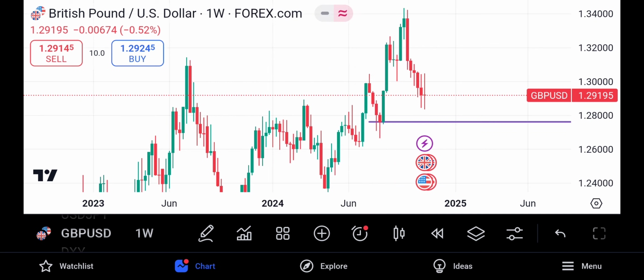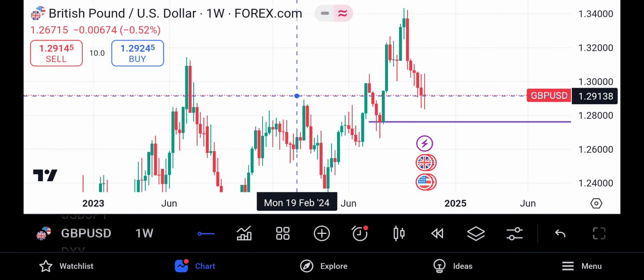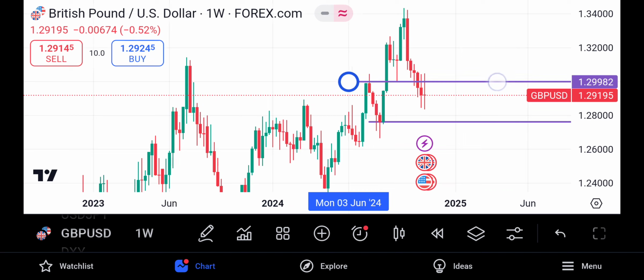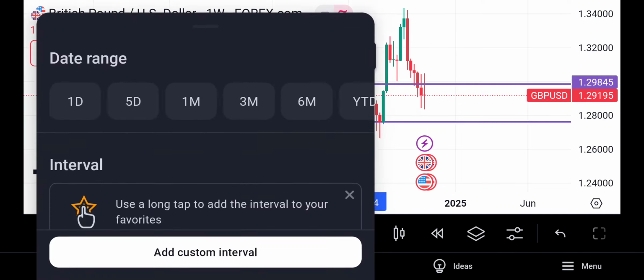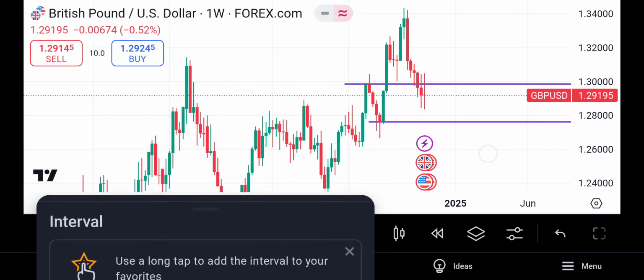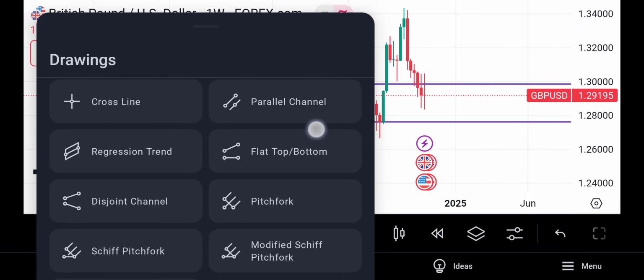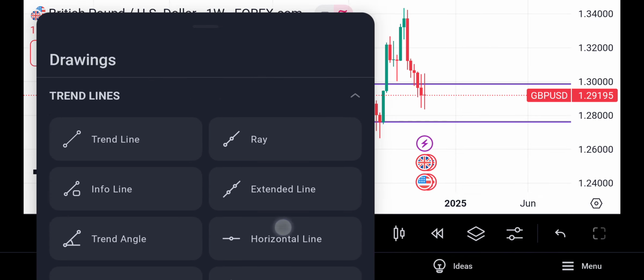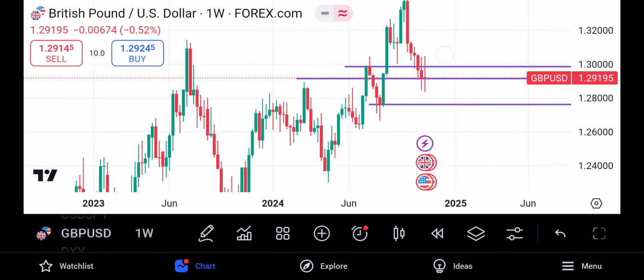Like I've explained before, my purple lines are always for the weekly, and then this level right over here, there is a key level right here on the weekly. And then I don't want to draw so many lines, but those are the levels. Let me just put in one more.